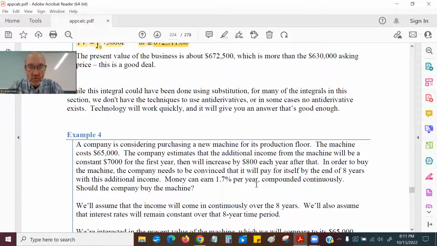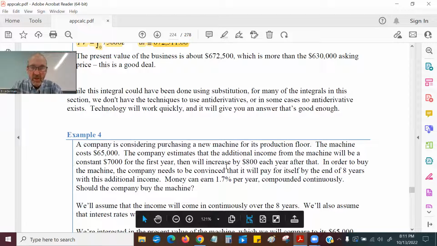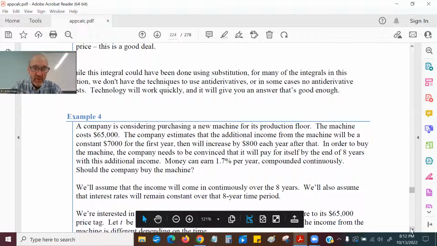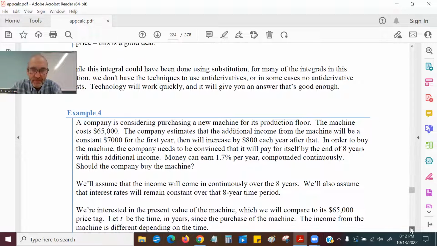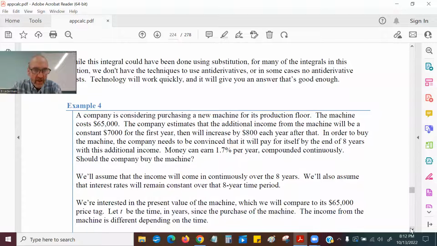So again, we're going to assume that the income is going to come in continuously over the 8 years, and that the interest rates are going to stay the same. But interest rates could go up, they can go down, anything can happen. No one has a crystal ball. Okay, so we want to know the present value of the machine, and then we're going to compare that to the $65,000 price tag that they're asking.